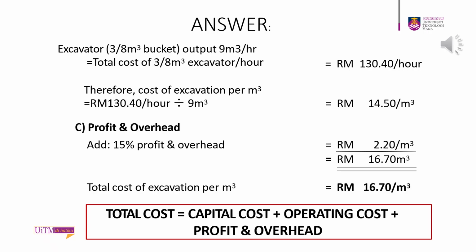This completes the calculation, following the formula. Total cost equals capital cost plus operating cost plus profit and overhead.